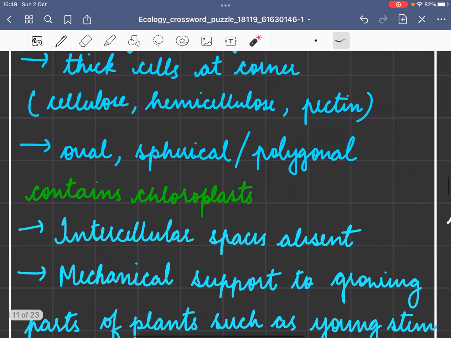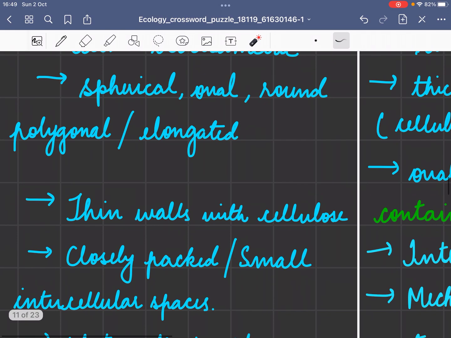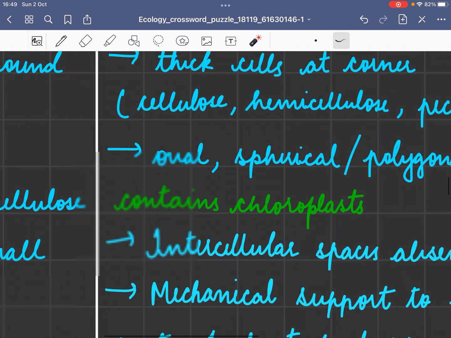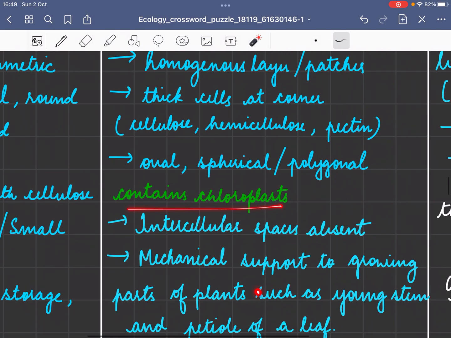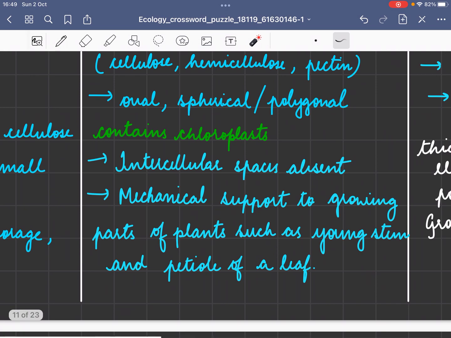Oval, spherical or polygonal in shape, and the thing is here they contain chloroplasts. But in parenchyma, chloroplasts were not there, right? So they contain chloroplasts. Okay, so intercellular spaces are absent over here. But in that, there were small intercellular spaces. And what is its function? Mechanical support to growing parts of plants such as young stem and petiole of a leaf.